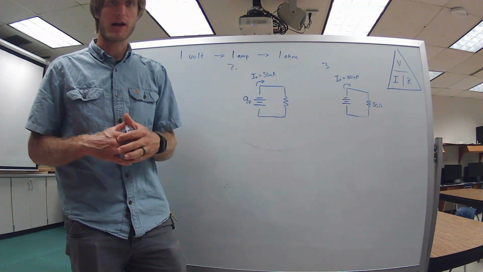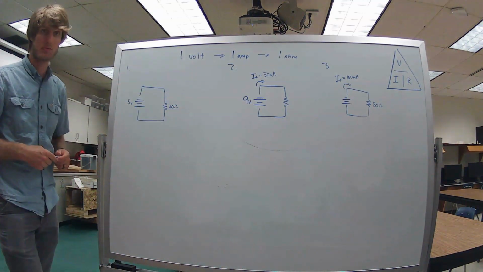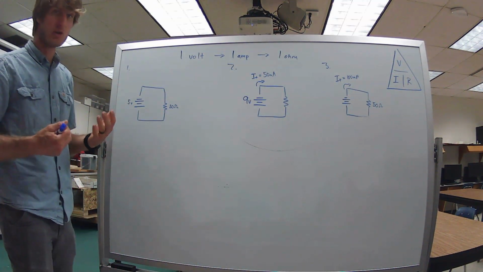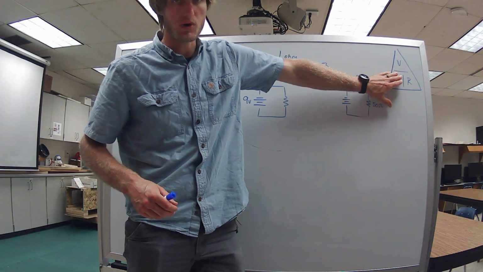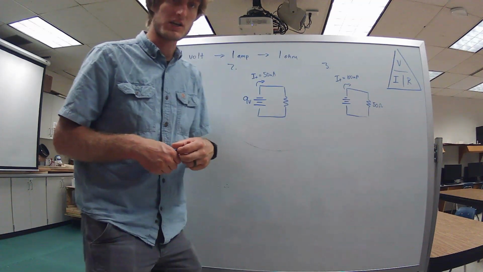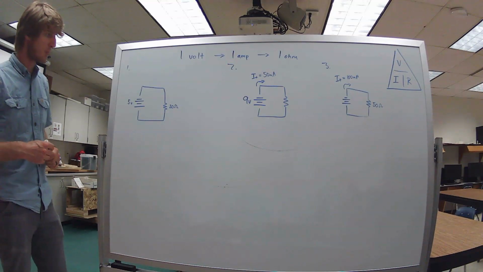And the nice thing about this triangle, and the reason why people use it, is it's super easy when we're doing different practice problems for Ohm's Law. You find the 2 values you know, and you cover up the value you don't know, and it will show you the correct equation to calculate for that value you don't know. So let's do a practice problem.